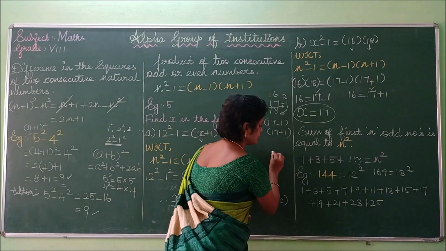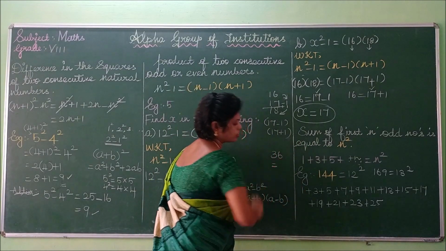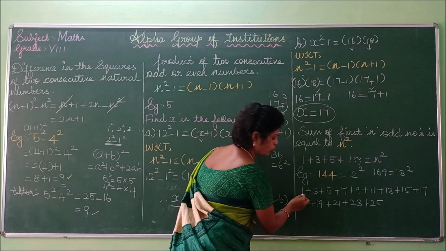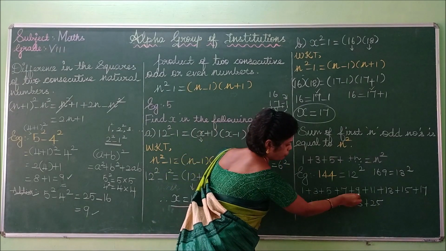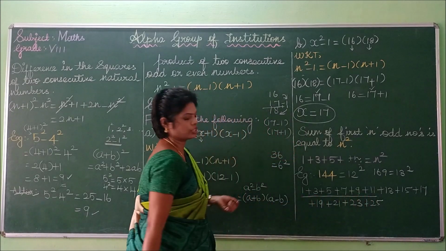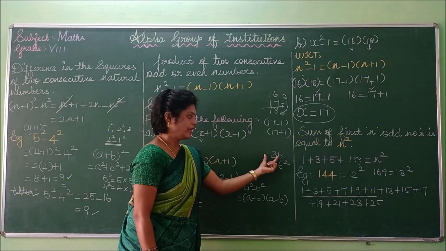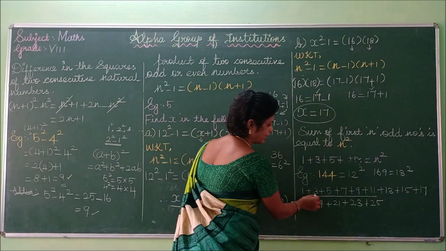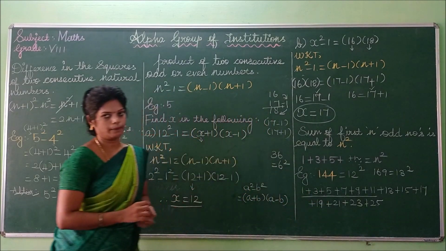Okay. If they ask for 36, 36 is what square? 6 squared. So 6 terms you have to write. 1, 2, 3, 4, 5, 6. Up to this you have to write. So if they give 36, it is the square of 6. So you have to add and write the first 6 odd numbers.